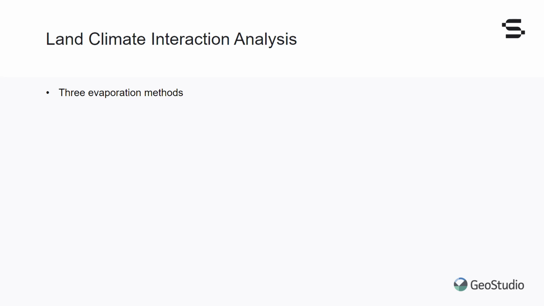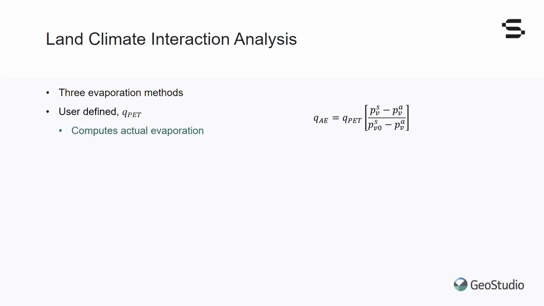Modeling evaporative flux at the ground surface requires the determination of actual evaporation, which is based on the potential evaporation. The land-climate interaction boundary condition offers 3 methods for computing evaporation. The first option, user-defined, requires that potential evaporation be inputted as a function of time. The actual evaporation is then computed given the vapor pressure deficit and defined potential evaporation. The second option is the Penman-Wilson evaporation method. This computes actual evaporation from the bare ground surface given the relative humidity, net radiation, wind speed, and temperature.